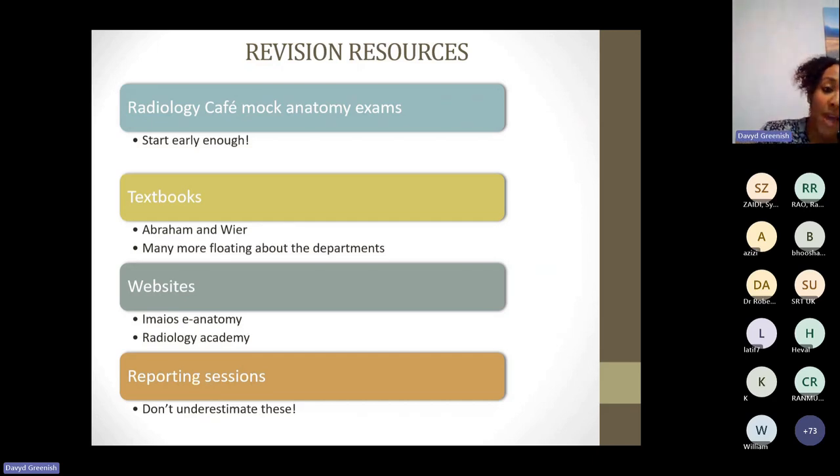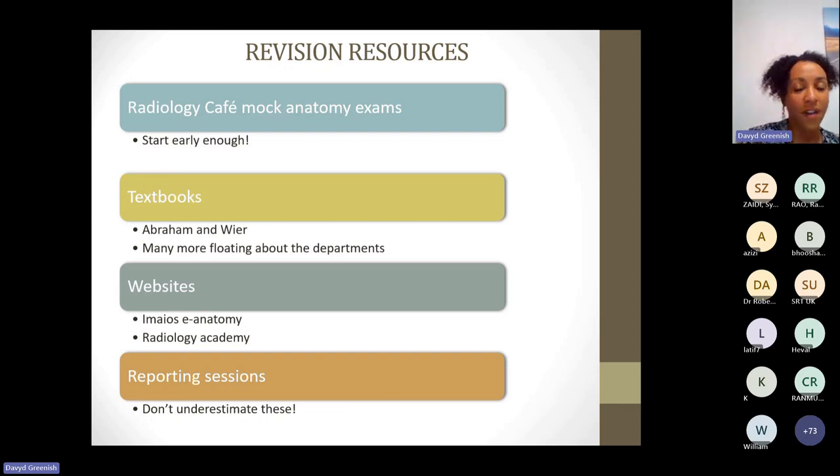Textbooks, I quite liked Abrahams and Weir. Other people don't go for that one so much, but I thought I'd mention it. Go to your departments and see if there are any textbooks that older years have also used, and they might have left them in the department for you. In terms of websites, Radiology Academy, really good. e-Anatomy as well is really good for scrolling through and getting a 3D appreciation of those images.